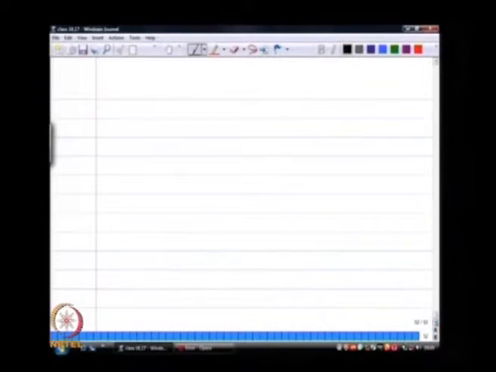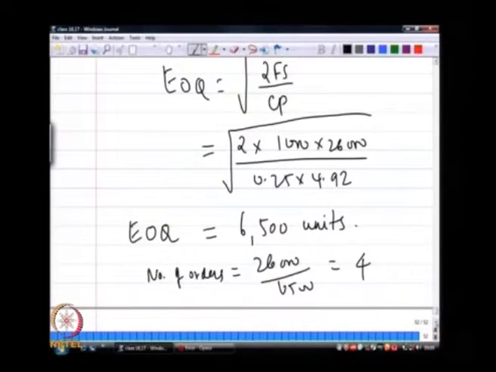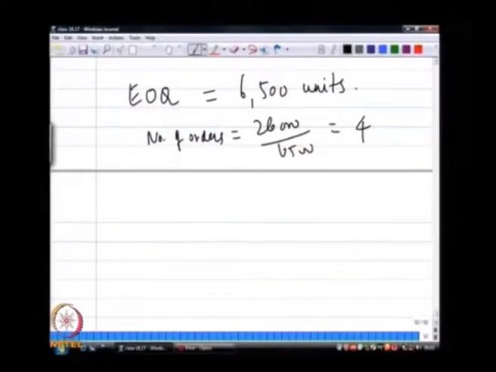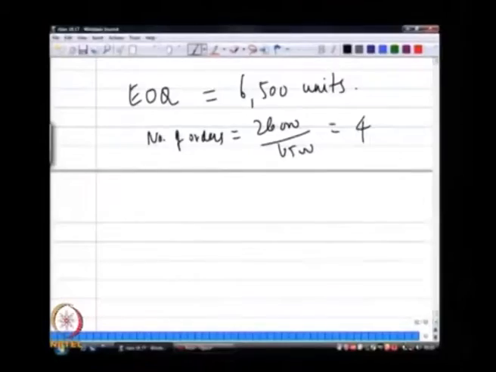I am just trying to present you various data points, so that we can see how we can get more information using this simple formula, and how in different circumstances, using the same formula, we would plan our inventory in a different way. So, we know now that we will be placing 4 orders in a given particular year.